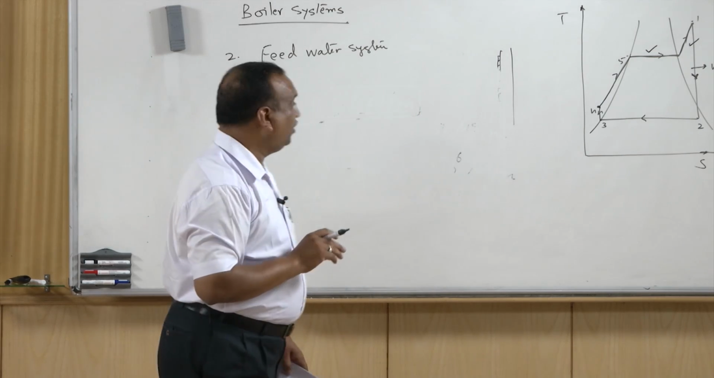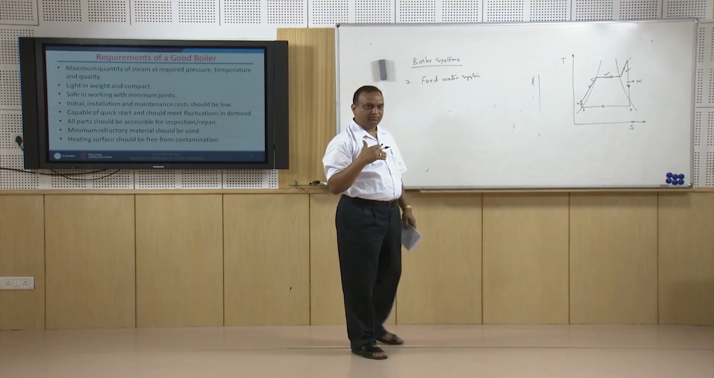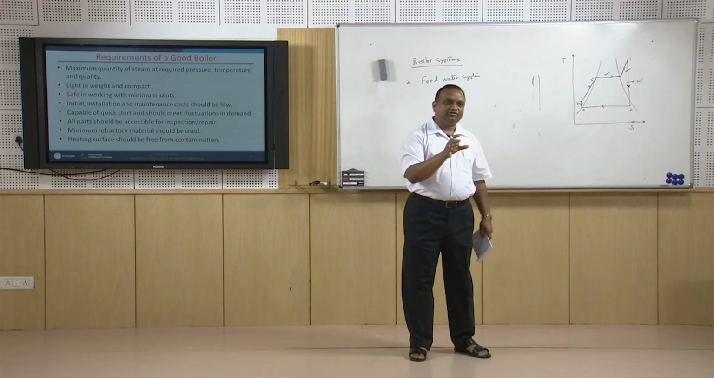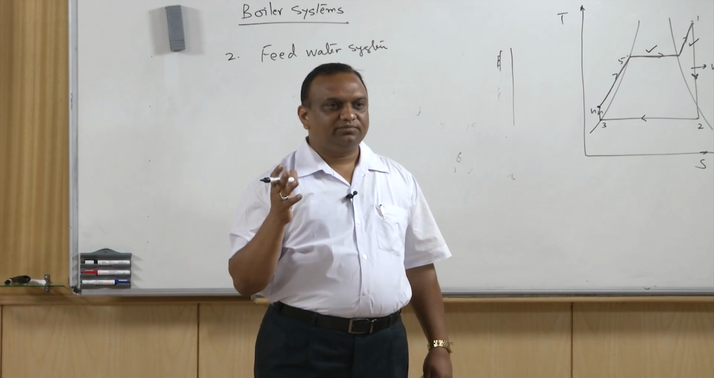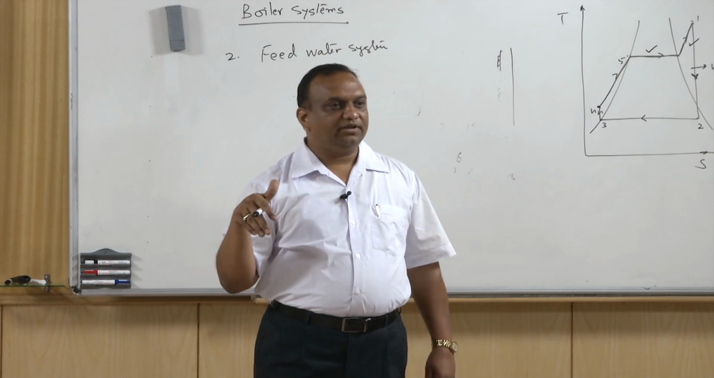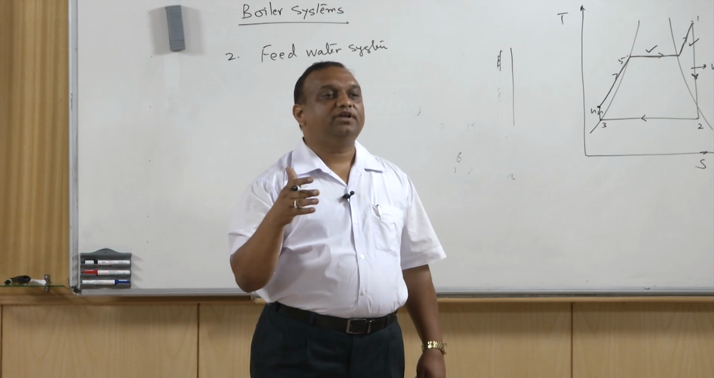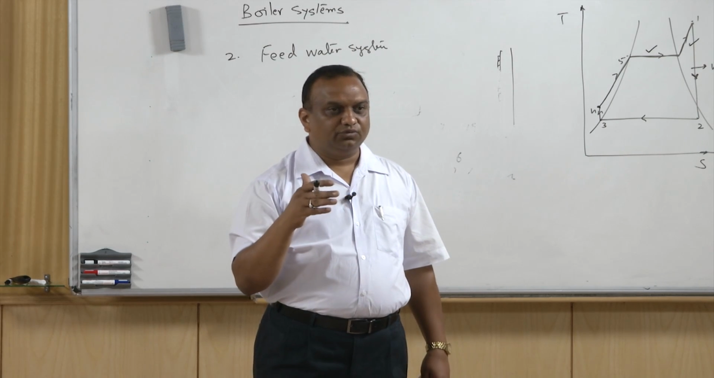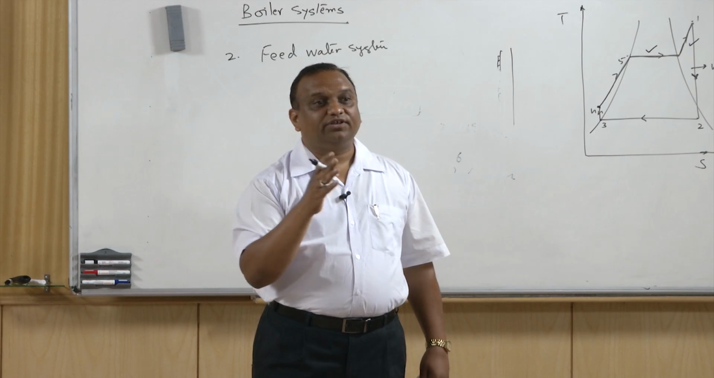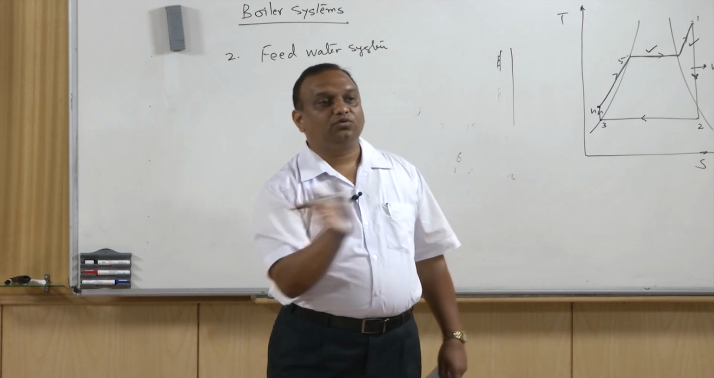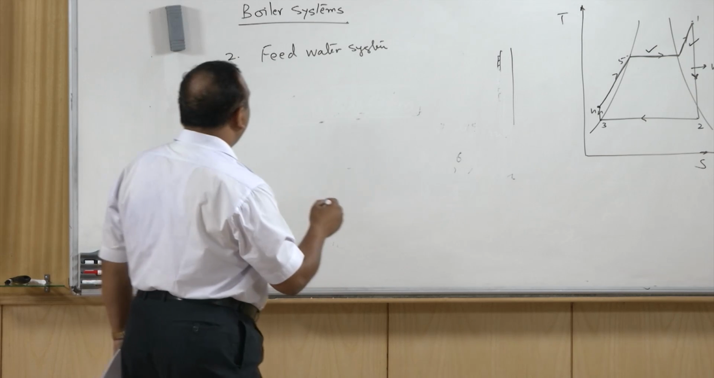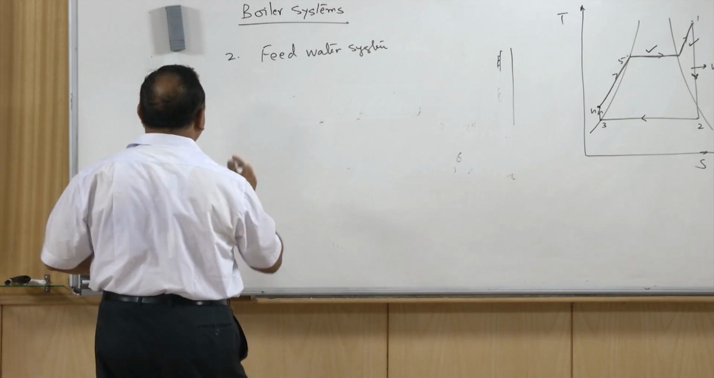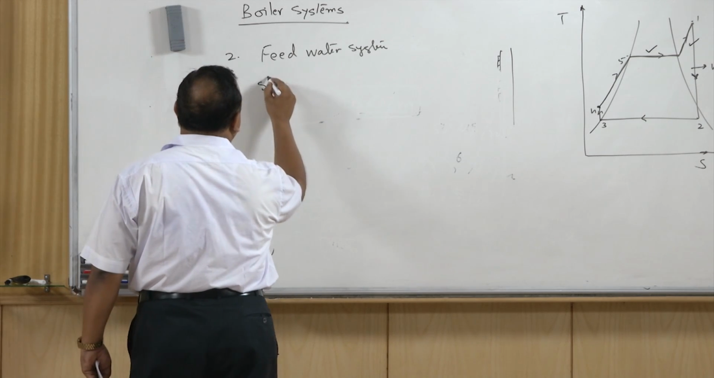Now, a feed check valve is a sort of non-return valve, because when the water enters the boiler, the pressure of this fluid will rise and backflow may take place. So, the feed check valve is a non-return valve used in the boiler, which does not allow water to flow from the boiler towards the pump. So, there is only unidirectional flow of the feed water, and in addition to this, there is a steam system also.